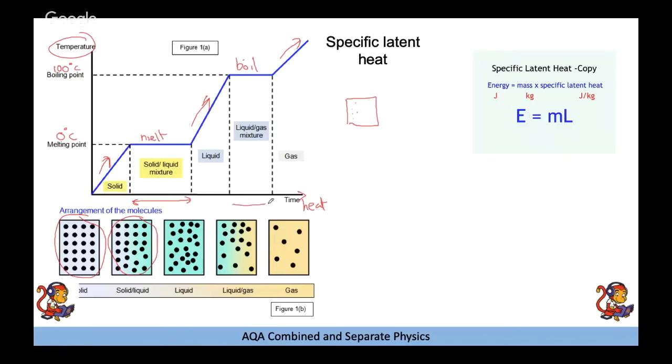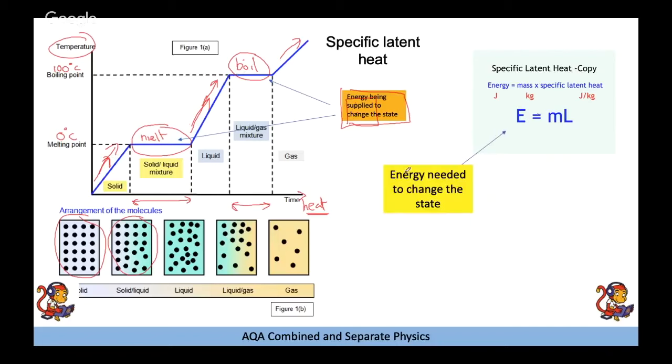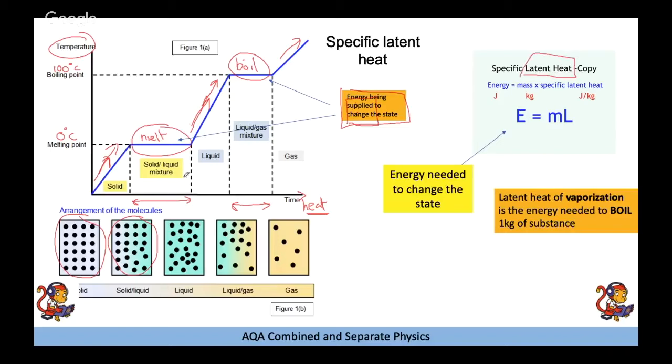And these flat parts, well, what is the heat being used for? What is the energy that's going into it? What's it doing? Well, the energy is breaking the bonds. As we can see here, the energy is being supplied to change the state. So here we go. This is the energy needed to change the state on these sections here, how much energy is put in. So there are two different types of specific latent heat. One for this one here, and one for this one here.